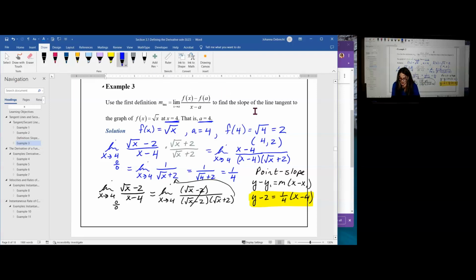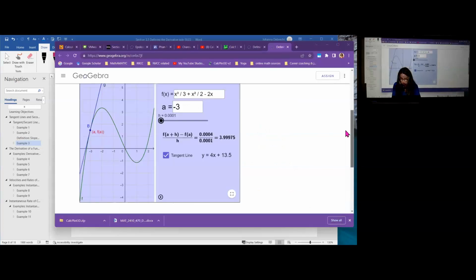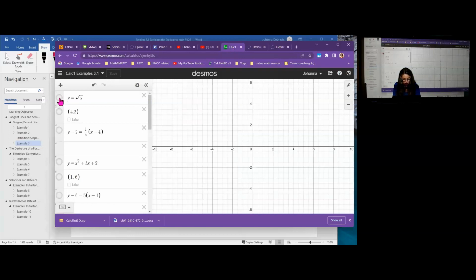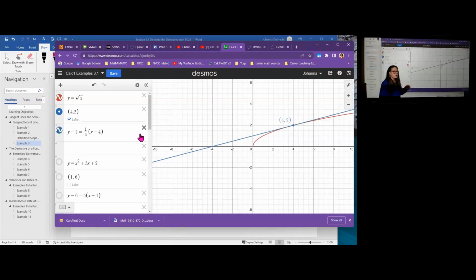I've gone ahead and graphed it for you to show you the relationship between the two. So let me open it up now and turn those graphs on. And you can see that in the graph of our function, square root of x, at (4, 2), I have computed, in fact, the tangent line. Let's now take a look at our next section.